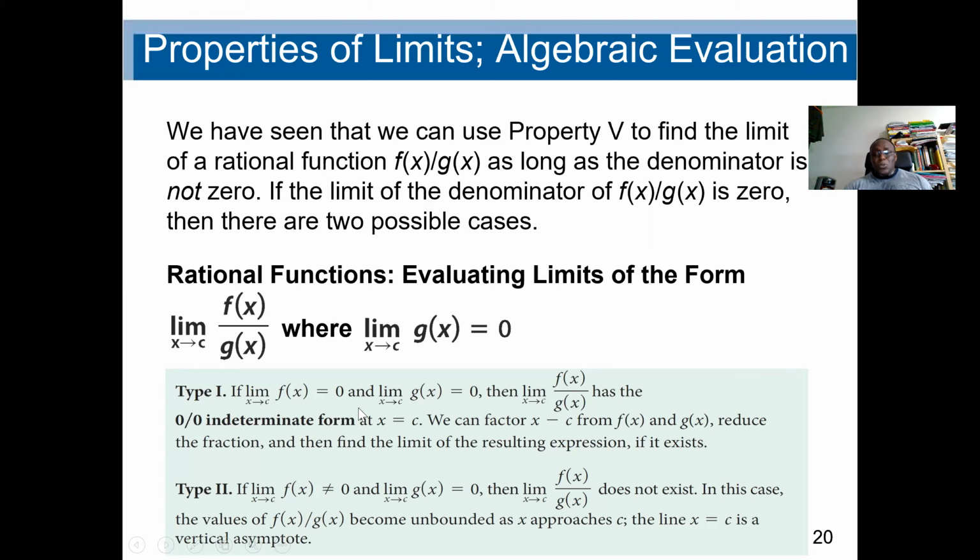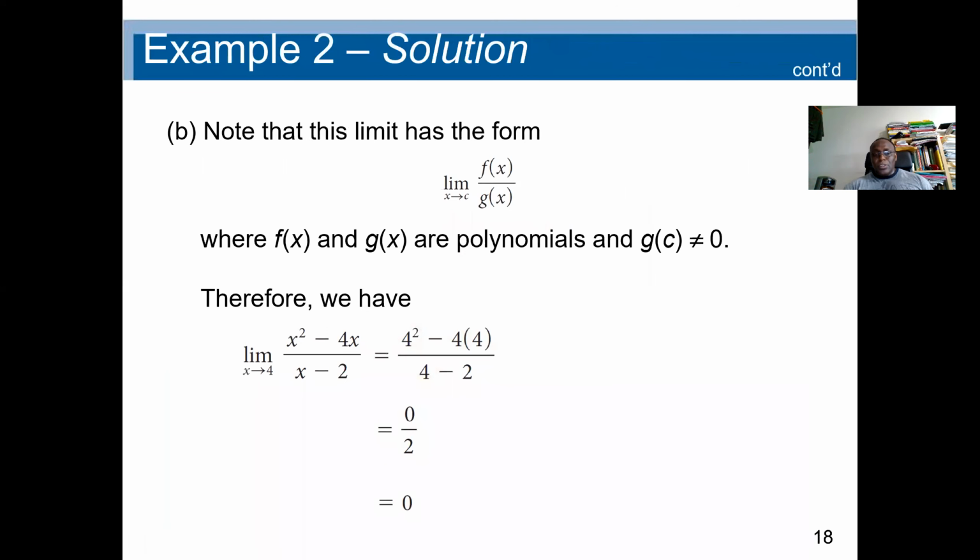The previous example was very straightforward. We substitute the value that x approaches. Let's go back one. First, if I substitute 4 for all the x's and I get 0 over 0, that means maybe I can simplify this expression. But if I get a value divided by 0, it means the limit does not exist. But in this case, we have 0 over 2, and we know this answer is 0.